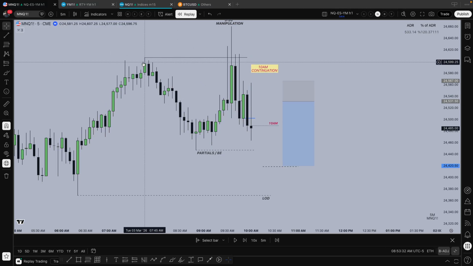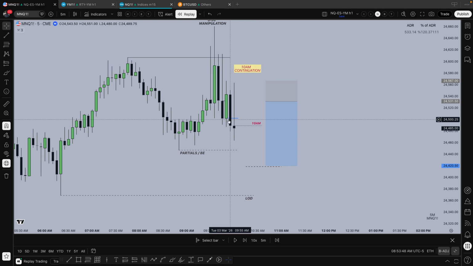This only happened in NQ. Then 10M continuation, 9:30 manipulation. But my mistake was, I got break even on this candle, okay. My stops were resting here, at this moment of time.